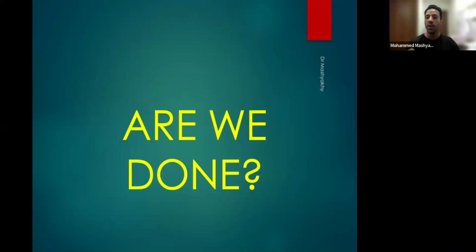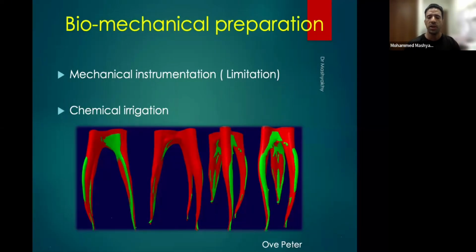But if we go until there and we clean and find the canal, you clean and shape, and you're happy, do you think you are done? Absolutely not. This study has been done, and they found out if you clean and shape and you're happy, about 30% of the root canal system is not touched. About 30 to 40% of the canal is non-touched.